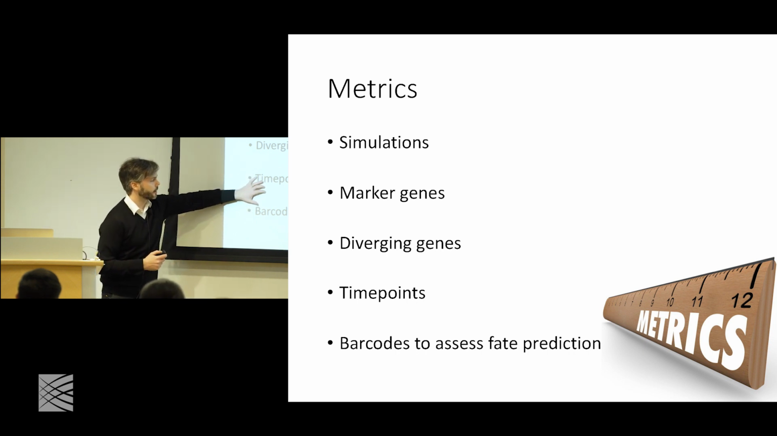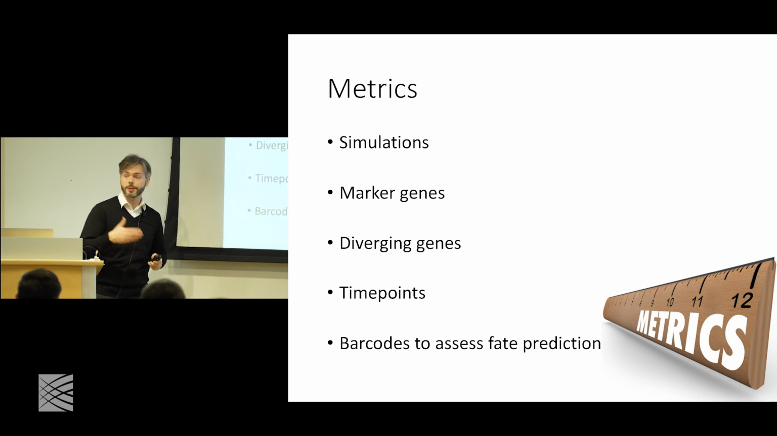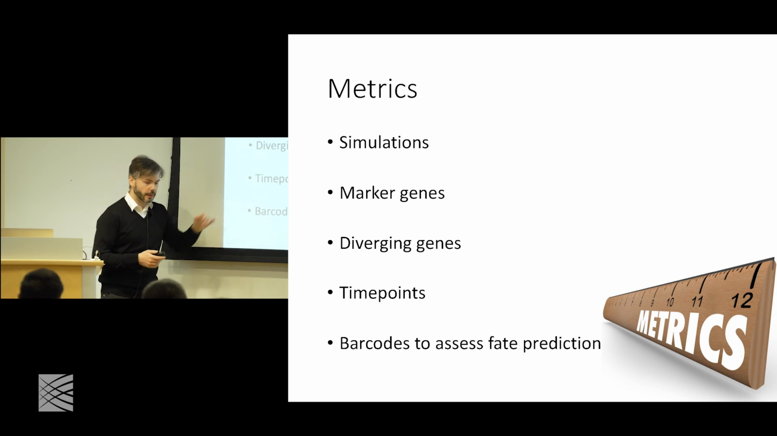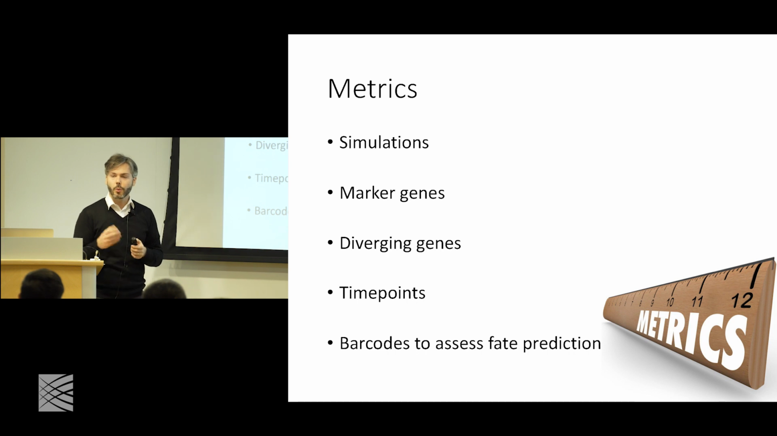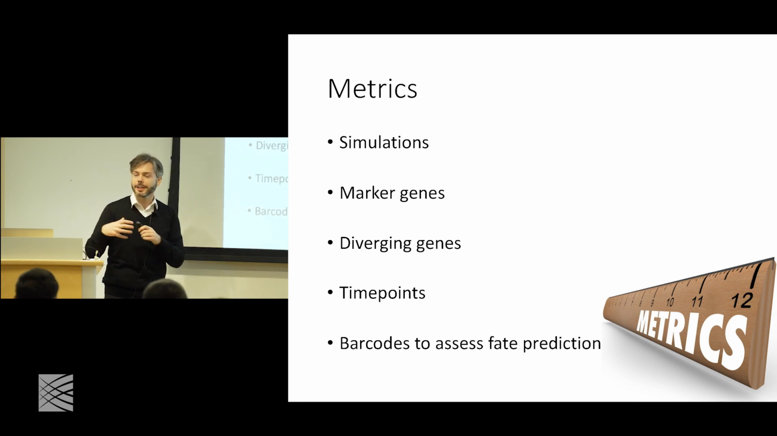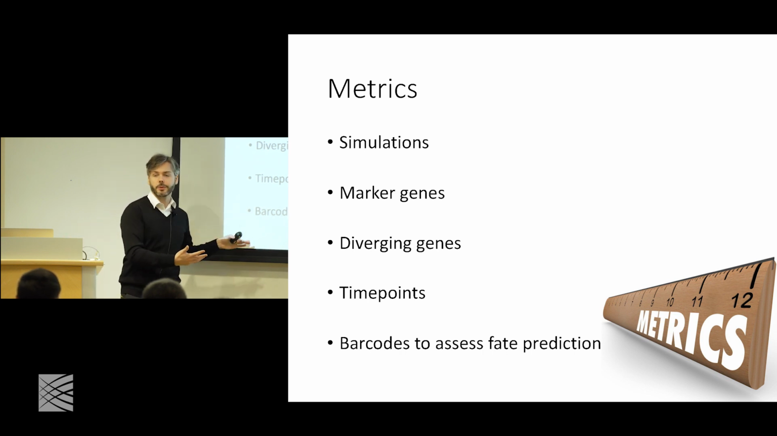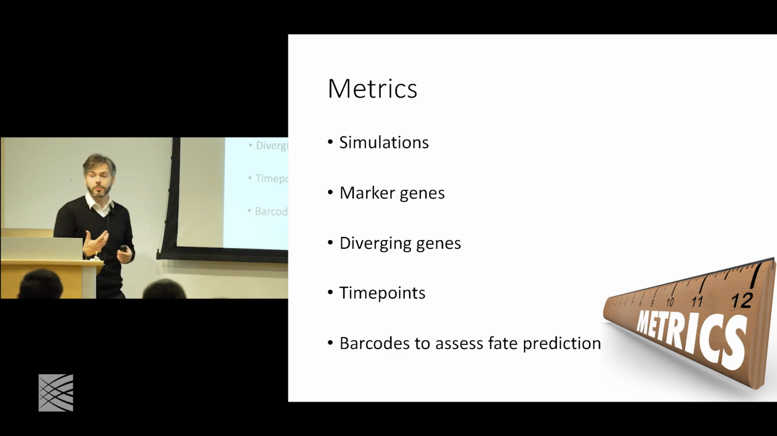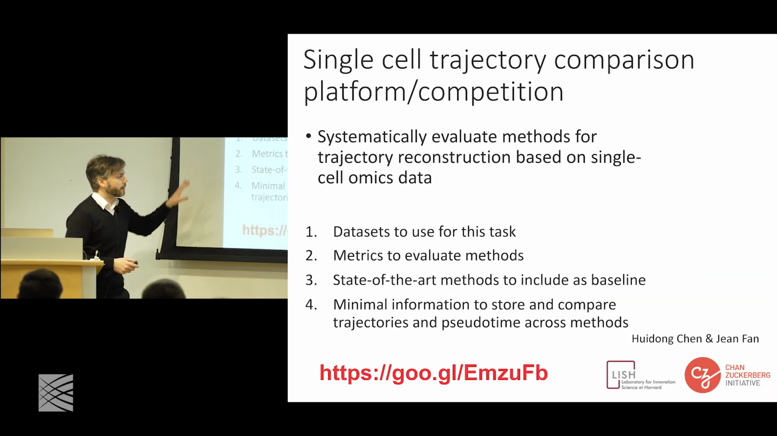And then 2 other things that are more solid. One is time points. If you have a process in which the time is really correlated with your differentiation, you can check how well your pseudo-time is recapitulating your time points. And then most recently, there is an explosion of methods where you can encode a barcode in the cell, and then you can track the barcode during development, and you can use this as a ground truth because it's something that you can actually observe. So we are taking this really seriously.